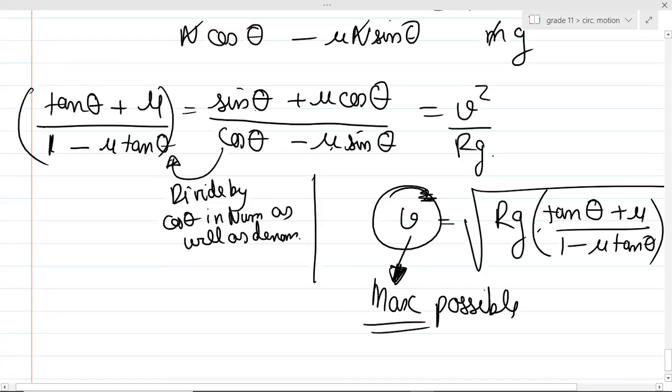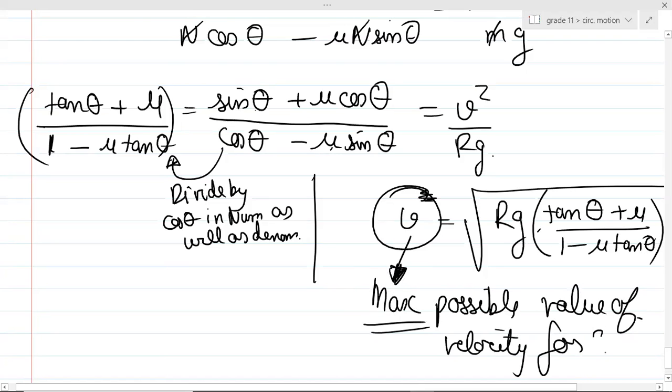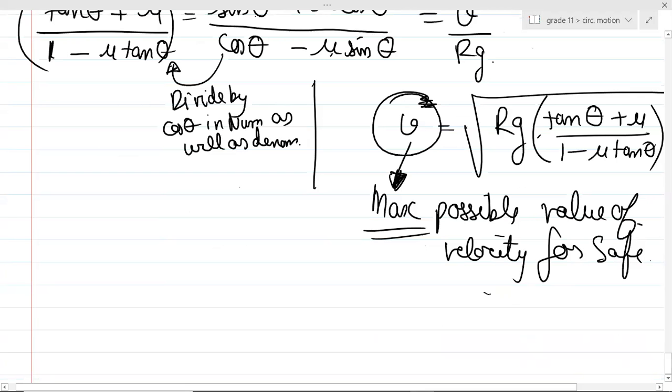So the maximum possible value of velocity for safe turn of this, right up.